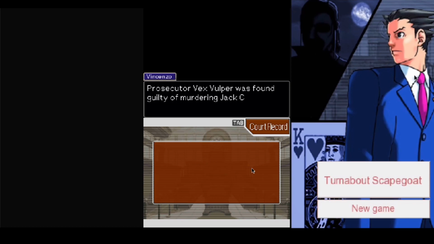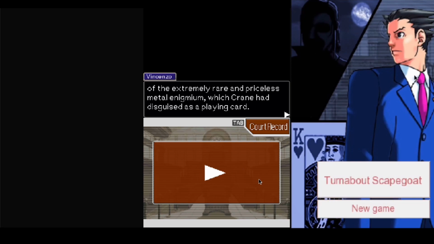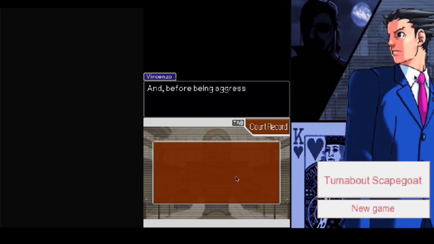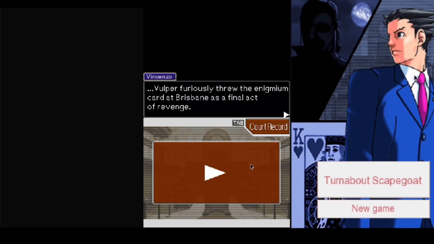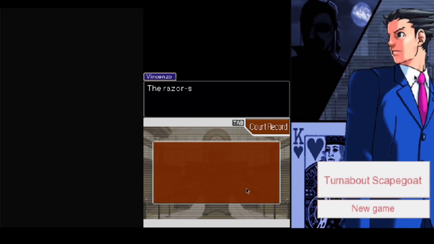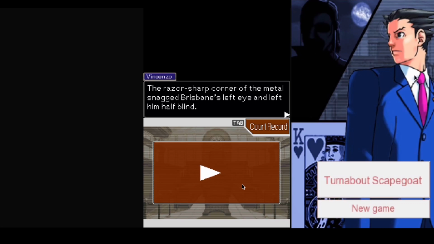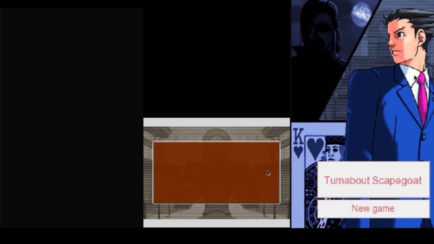Prosecutor Vex Vulper was found guilty of murdering Jack Crane and attempting to steal a piece of the extremely rare and priceless metal enigmium, which Crane had disguised as a playing card. Before being aggressively escorted out of the courtroom, Vulper fiercely threw the enigmium card at Brisbane as a final act of revenge. I need to slow down. I'm speaking way too fast. The razor-sharp corner of the metal snagged Brisbane's left eye and left him half blind.